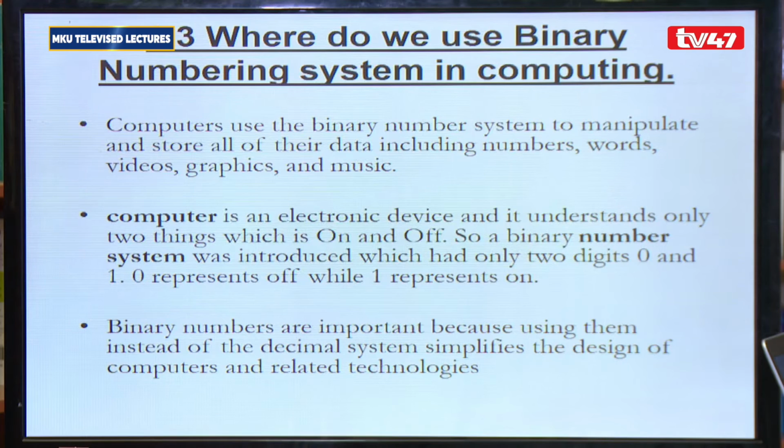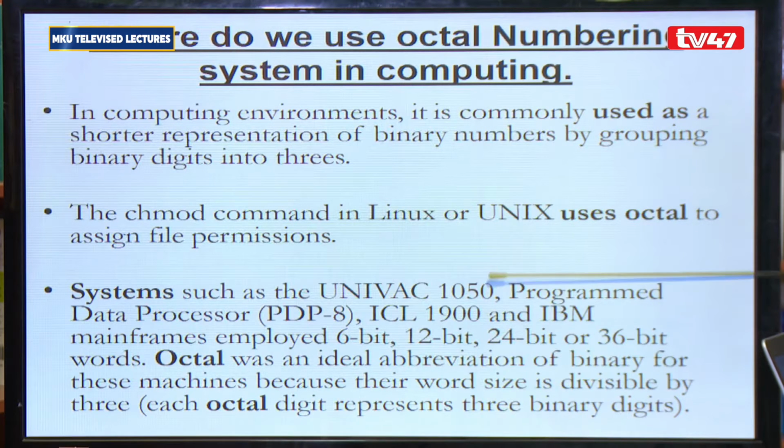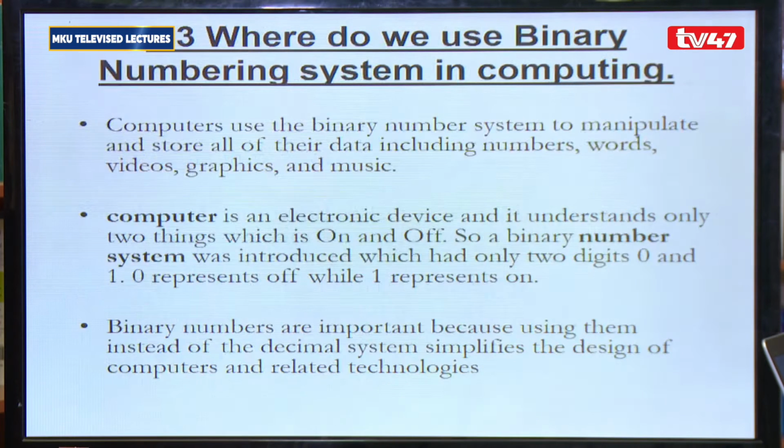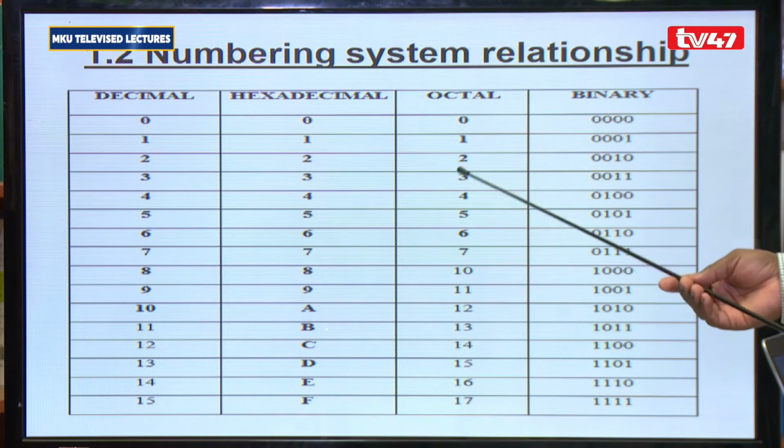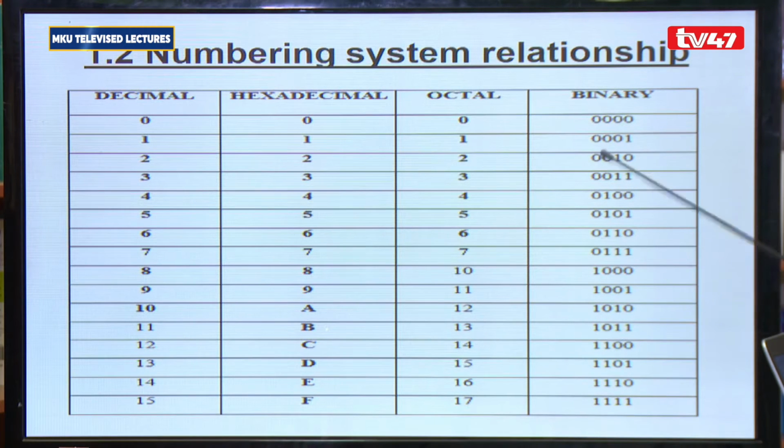So where, again, do we use the octal numbering system? Octal numbering systems are also used in computers, and they are used because they simplify the binary representation. Like we have seen in our previous diagram, when you represent an octal number using the binary system, each octal number is represented using 3 binary digits.